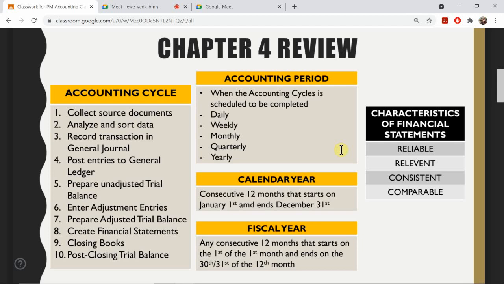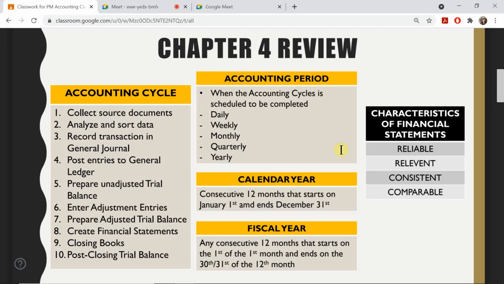And then, of course, the accounting period. You definitely need to know the definition, which is when you schedule to complete the accounting cycle. You need to know examples of an accounting period, which is daily, weekly, monthly, quarterly. It's just broken into time frames that makes it much easier to measure profitability.